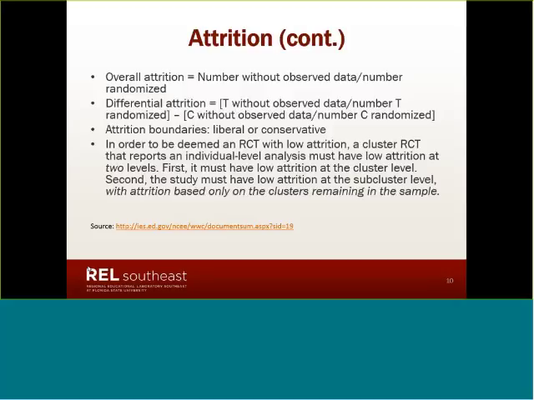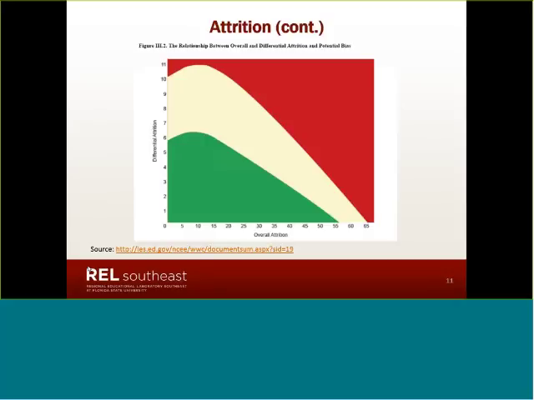So this next slide will help explain it further with a visual. This slide gives you the attrition boundaries with the green boundary indicating low attrition, and then red, high attrition. So the choice of liberal or conservative assumptions results in this specific set of combinations of overall and differential rates of attrition that define the high attrition and the low attrition to be applied consistently for all studies in an area.